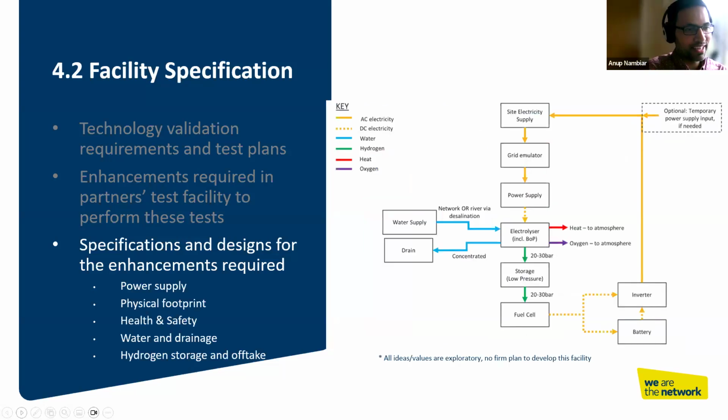What finally came through all of that work was this process flow diagram of this test facility. What we have in the middle there is the electrolyzer, and everything around it is what we are trying to develop as the enhancement to the test capabilities that we have. I must say that the power supply emulator side is something that we already operate. But everything to do with water supply, drainage, how and what we do with the hydrogen that is produced, storage and offtake through the fuel cell.